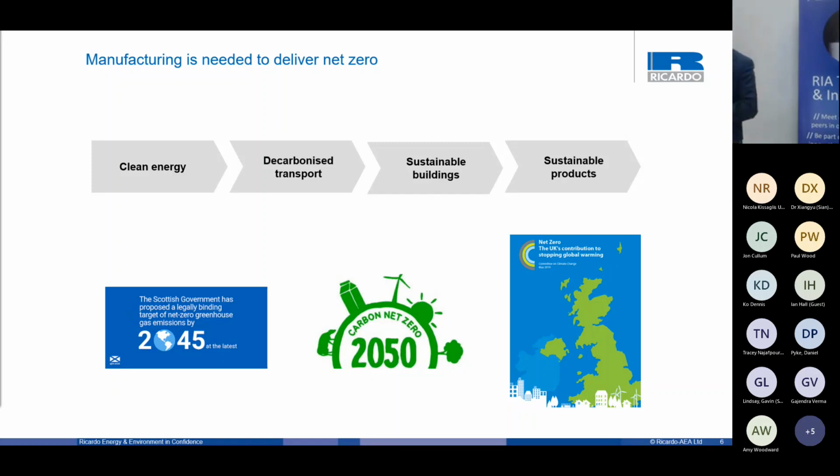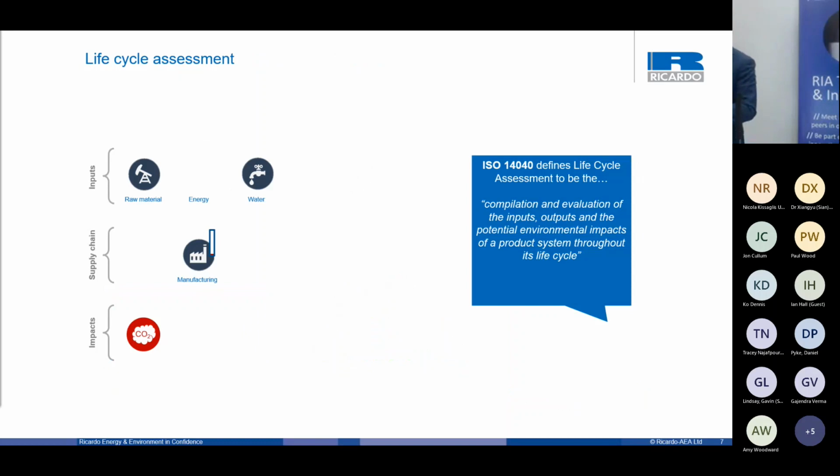And for the transition to net zero, we're going to need decarbonised transport. We're going to need clean energy. We're going to need sustainable buildings and sustainable products. So it's really important that if we are to become a sustainable nation, we need to be looking at Scope 3 emissions, not just the Scope 1 and the Scope 2.